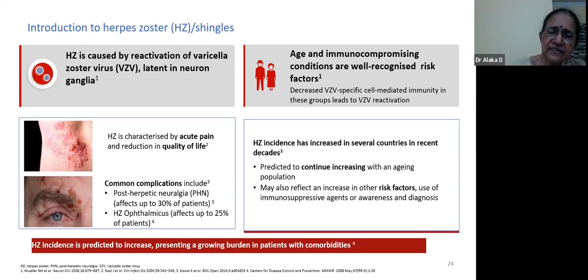All those diseases that I talked about, diabetes, hypertension, coronary artery, and all these patients, because they have the immune compromise, are vulnerable to develop this herpes. And the most important, apart from all this, is simple aging. The aging exposes, because of the immune senescence, as I said, the aged people will develop herpes zoster.